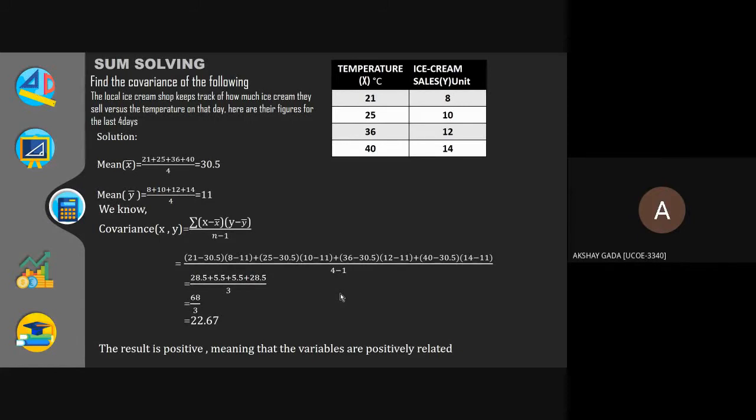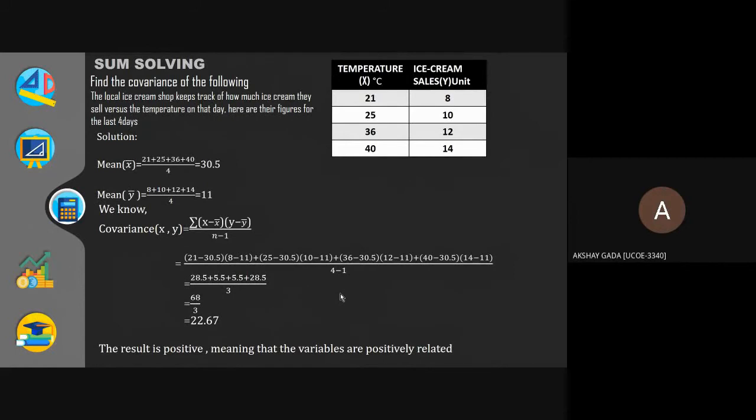Whole divided by 4 minus 1, which will be further simplified as 28.5 plus 5.5 plus 5.5 plus 28.5, the whole divided by 3, equals 68 by 3, equals 22.67. As the answer is positive, the variables are positively related.